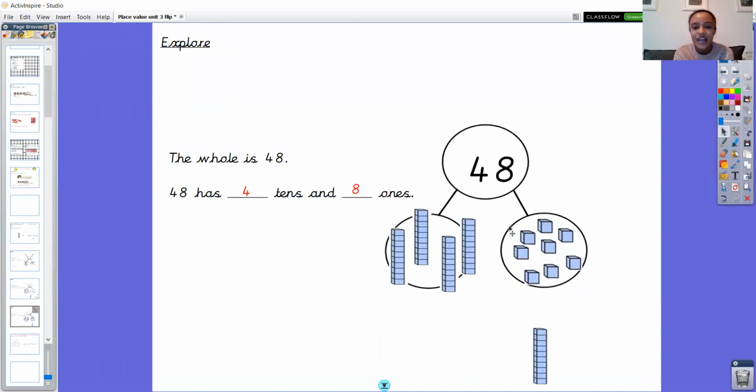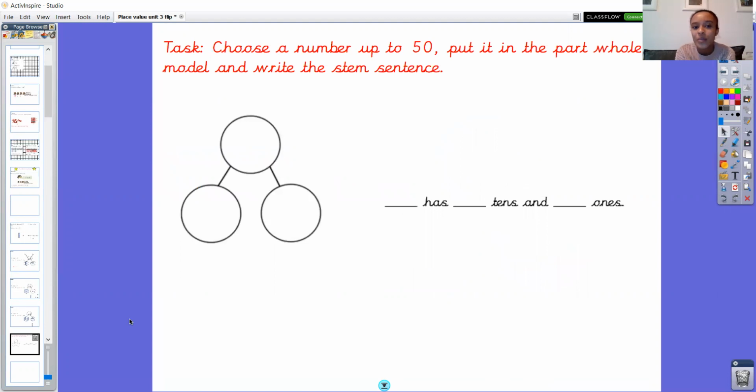Okay, year 1. So if we were in the classroom now, we'd have a really practical lesson today where we got the Deans out and we used our part whole models, and we'd be moving numbers, choosing different numbers. And as we can't do that, your job is to choose a number up to 50, put it in the part whole model and write the stem sentence, okay? You can choose any number up to 50, it's up to you. And you need to draw yourself some part whole models. You might want some help with that.